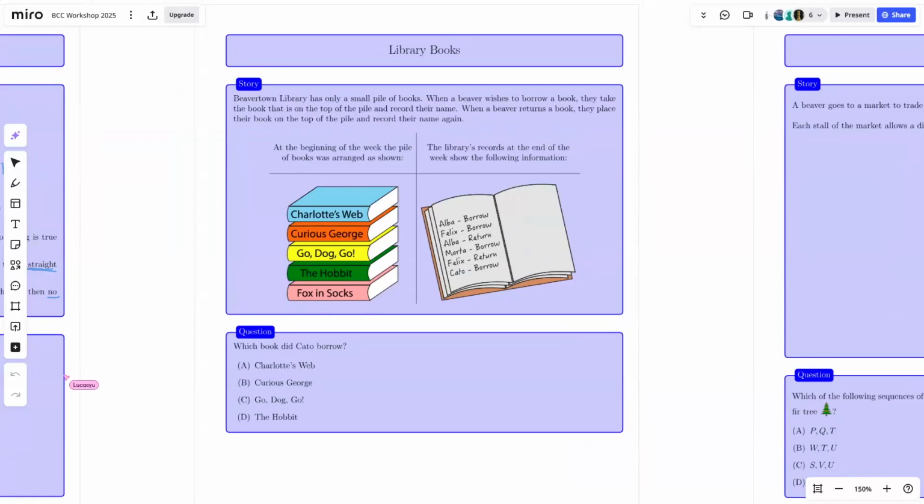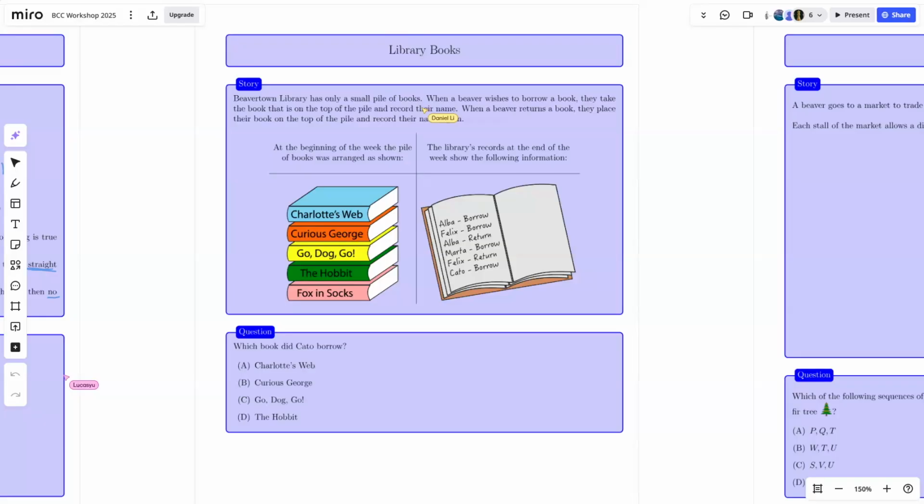Let's go to part B. Okay, the first problem is called library books. So Beavertown Library only has a small pile of books. When a beaver wishes to borrow a book, they take the book that is on the top of the pile and record their name. When a beaver returns a book, they place the book on the top of the pile and record their name again.